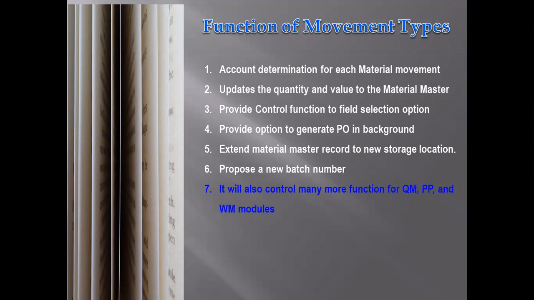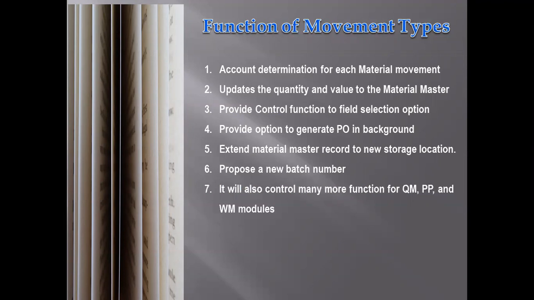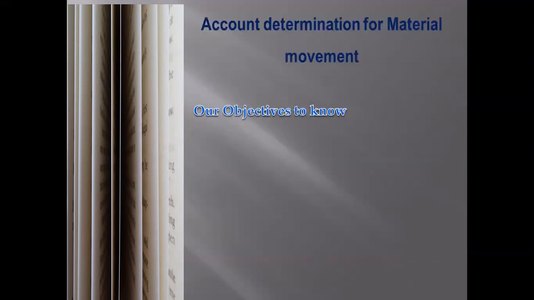Now we are going to discuss the first point in this, the account determination for each material movement. That means for any material movement we are doing, what accounts are going to be hit, how this mechanism is happening, and how this movement type is doing a mechanism for getting those accounts and posting it. So that we are going to see now. So this is our account determination for material movement.